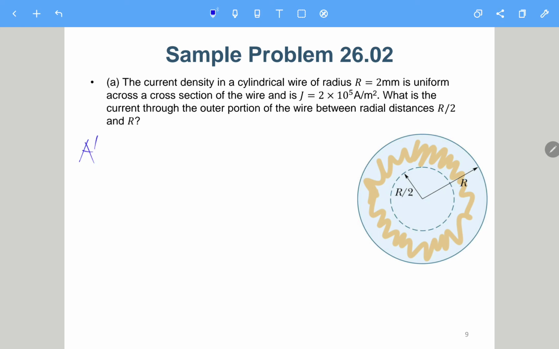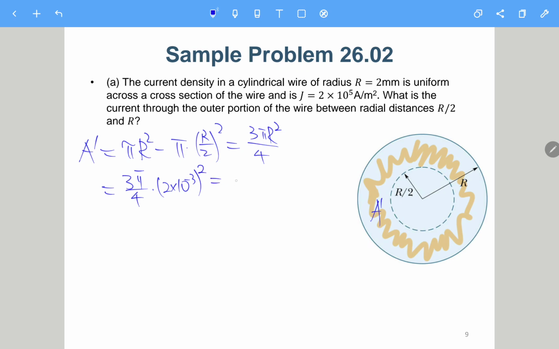So we consider the cross-section area A prime. The current density is uniform, so we don't really need to calculate an integration; a multiplication is fine. A prime is the area of this ring, so we have pi R squared minus pi times R over 2 quantity squared, which is nothing but 3 over 4 pi R squared. We can plug in the number: 3 pi over 4 times R squared, which is 2 times 10 to the minus 3rd power quantity squared. So this is 9.42 times 10 to the minus 6 meter squared.